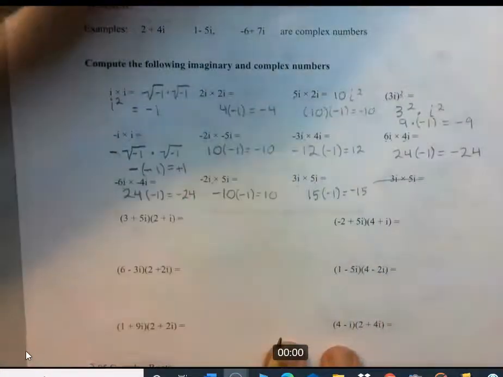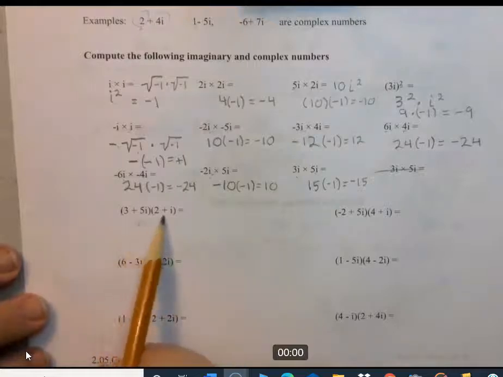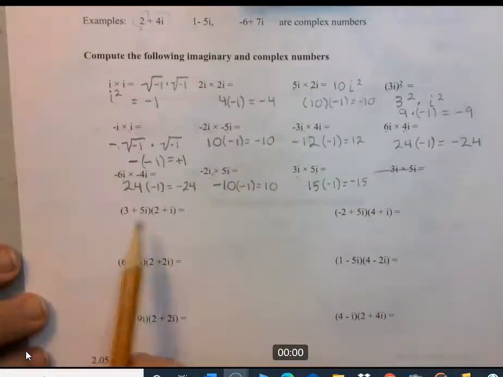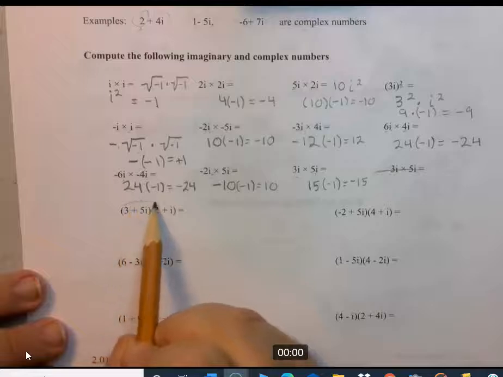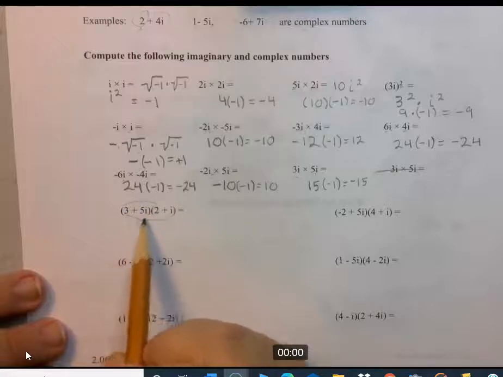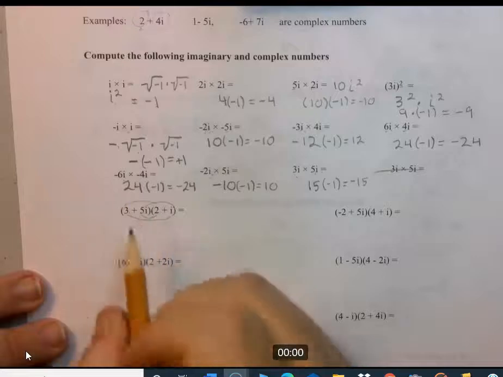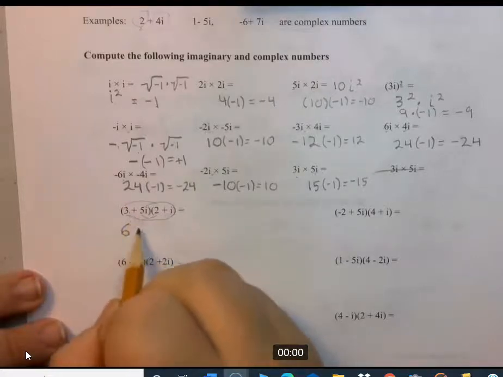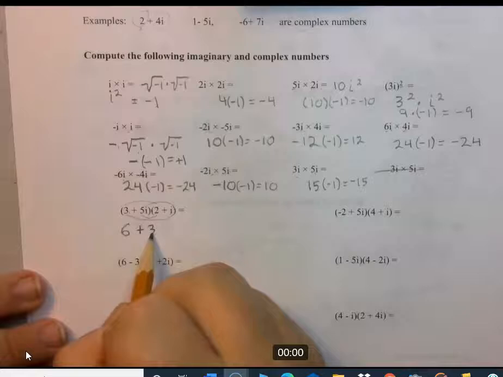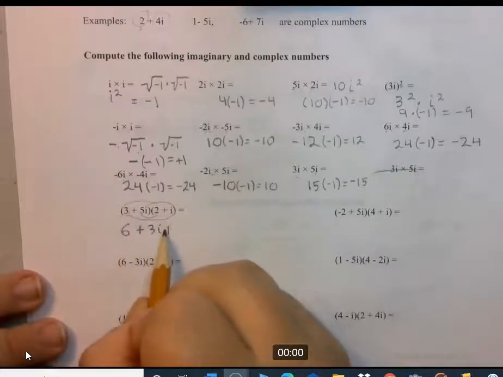Okay. Now, those were all imaginary numbers. Now we're going to multiply some complex numbers, and you FOIL, just like you have in the past. So it's first, outer, inner, and last. So we're going to do 3 times 2 is 6. 3 times i is 3i. 5i times 2 is 10i.